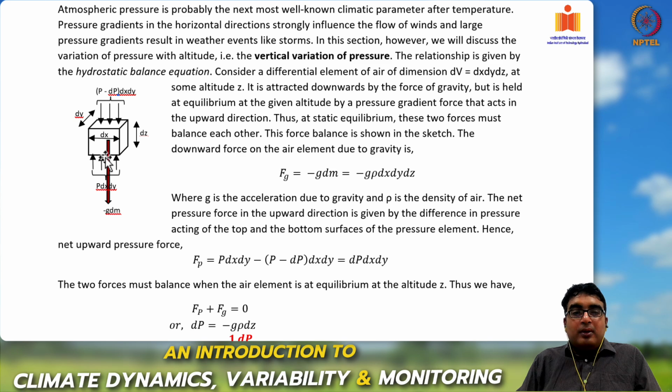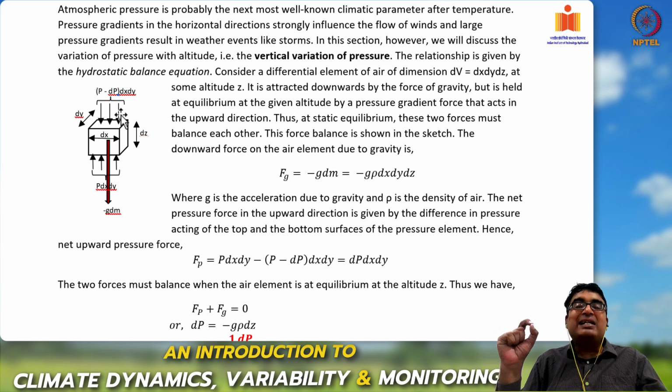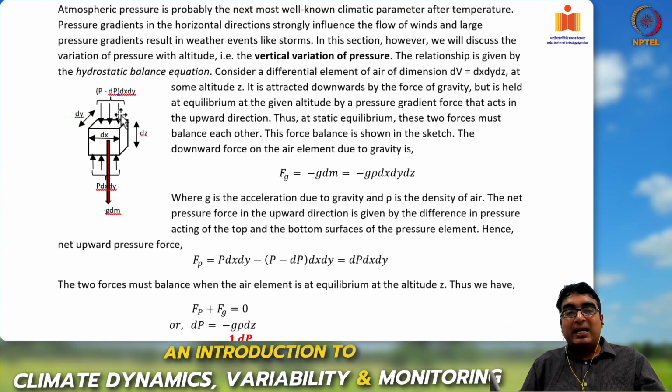Now, at the bottom surface, let the pressure be P. The pressure of air at the bottom surface is P. The pressure of air at the top surface, let us call it P minus dP. Pressure decreases a little bit, so it's P minus dP.